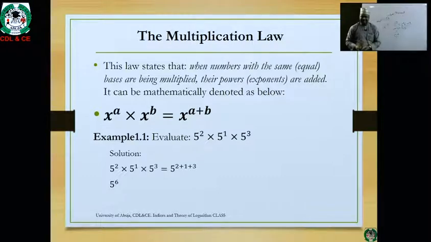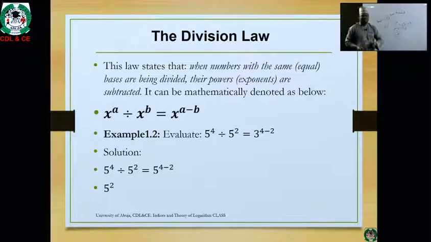So this is as simple as the law states. We pick one of the bases, since the bases are equal. Then we sum all the indices. This law is applicable provided the bases are what? Equal. Then we move to the second law, which is the division law.